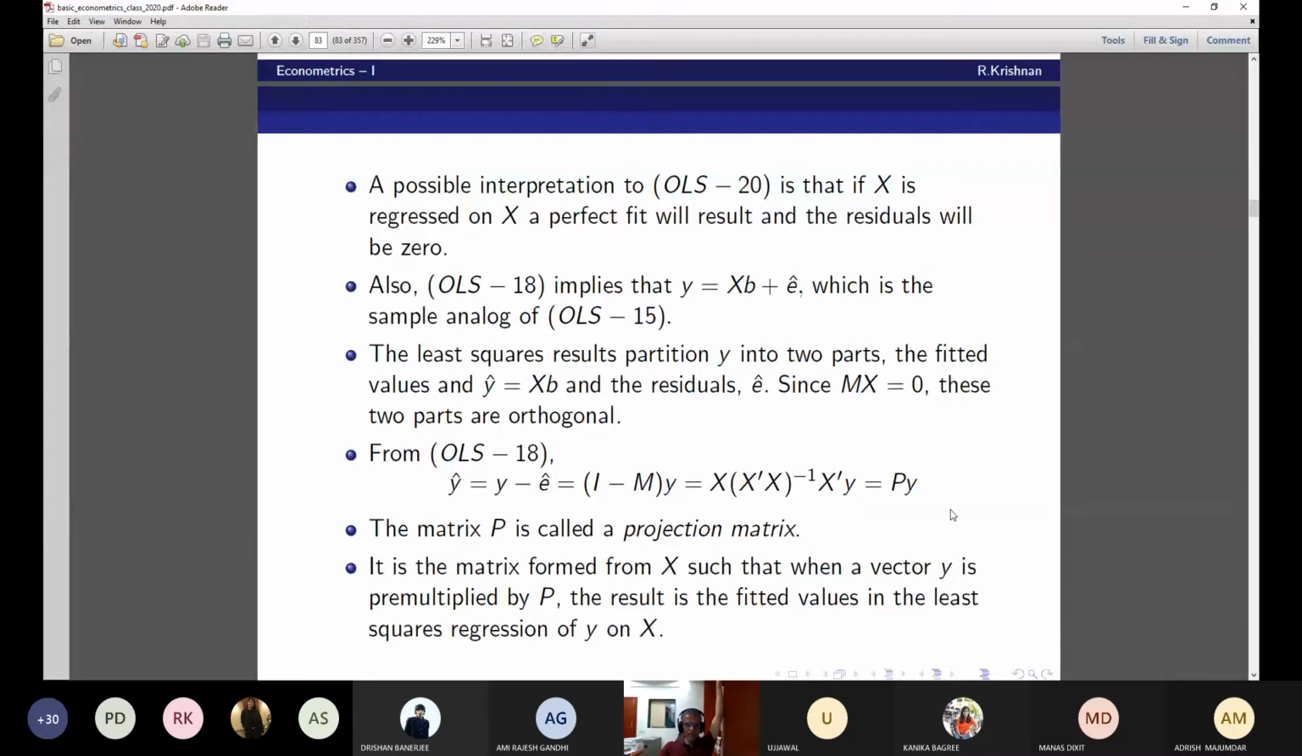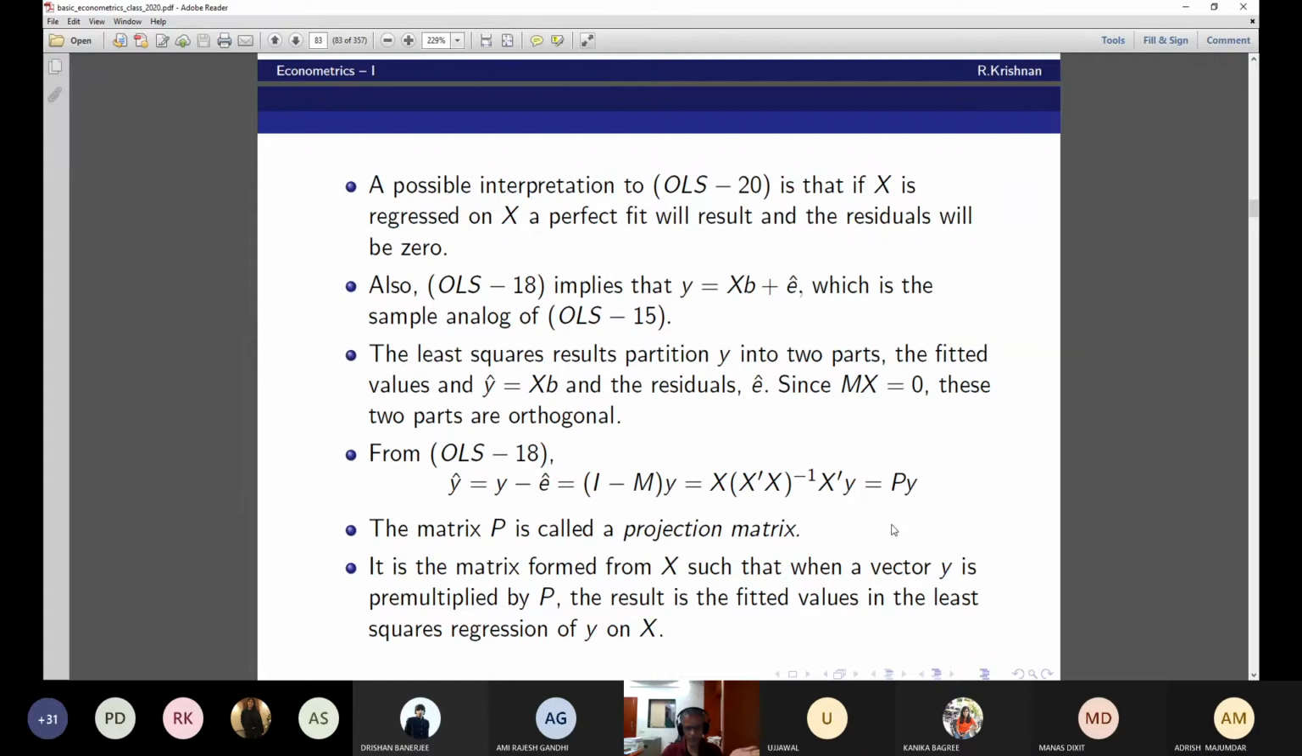What is the projection matrix? P is a projection matrix. That's what I'm telling you. A projection matrix is nothing but one that, when you pre-multiply the given observation y, gives y hat, the fitted values. In forecasting literature, the fitted values are nothing but the one step ahead forecast or simply the forecast.